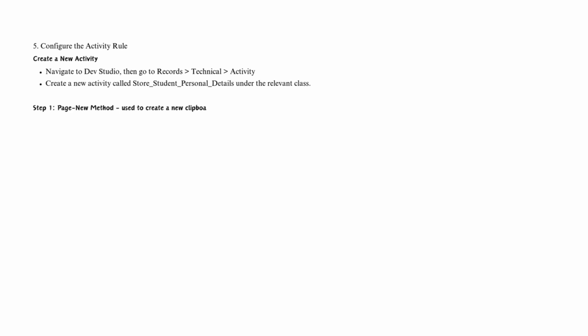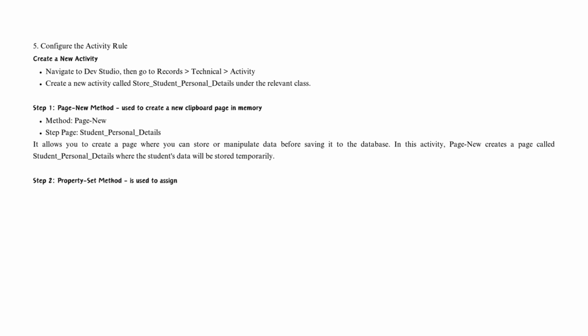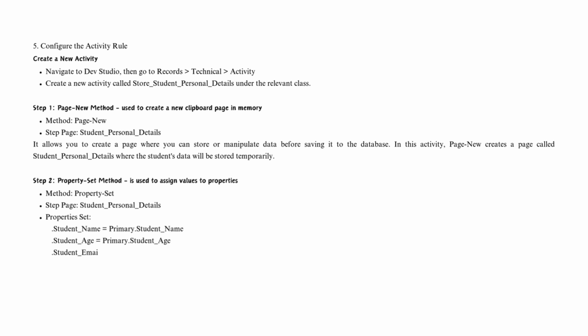Now it's time for the most crucial part, setting up our activity rule. Switch to Dev Studio and go to Records, Technical, Activity. Create a new activity and name it Store Student Personal Details. In this activity, we'll start by creating a new clipboard page. Use the Page-New method and set Step Page to Student Personal Details. This page will temporarily hold the data we're collecting.